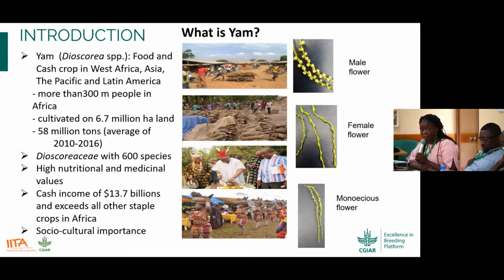Talking about the flora of yam, the plant has both male and female flowers borne on separate plants, with a rare occurrence of monoecious. As we can see in the pictures there, the first one is the male flower where you have the pollen. The second one is the female flower, and the last picture there is the monoecious flower.